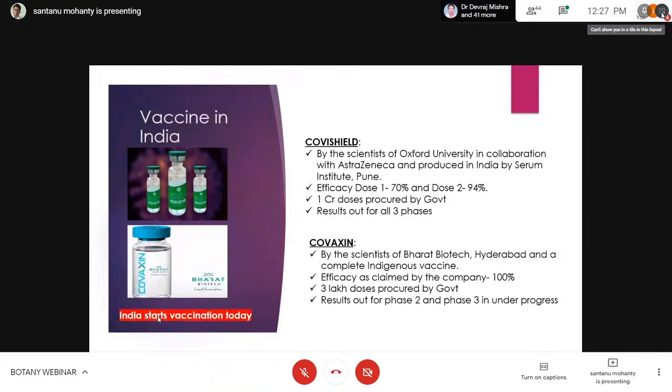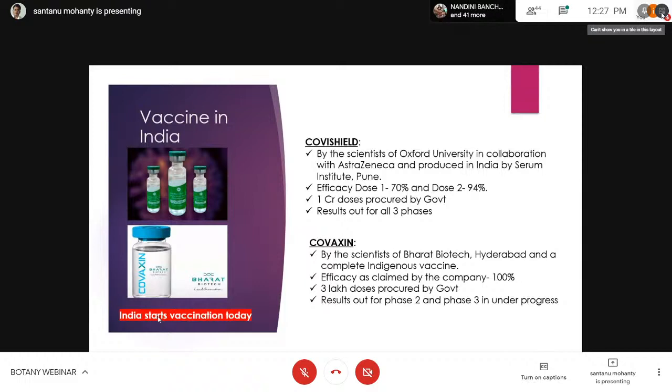For drugs, it is fine to have efficacy as a phase 3 parameter, but for a vaccine, efficacy cannot be the primary parameter. People say efficacy is 70%, 94%, that is fine, but here it is a secondary parameter. In the case of a vaccine, immunogenicity is taken into consideration, that is, how your immune system is being boosted with the help of this particular vaccine.